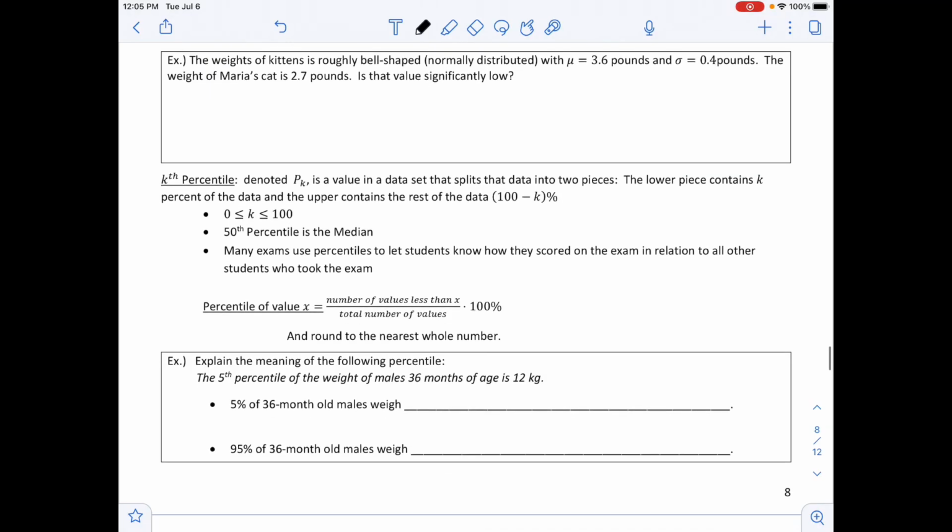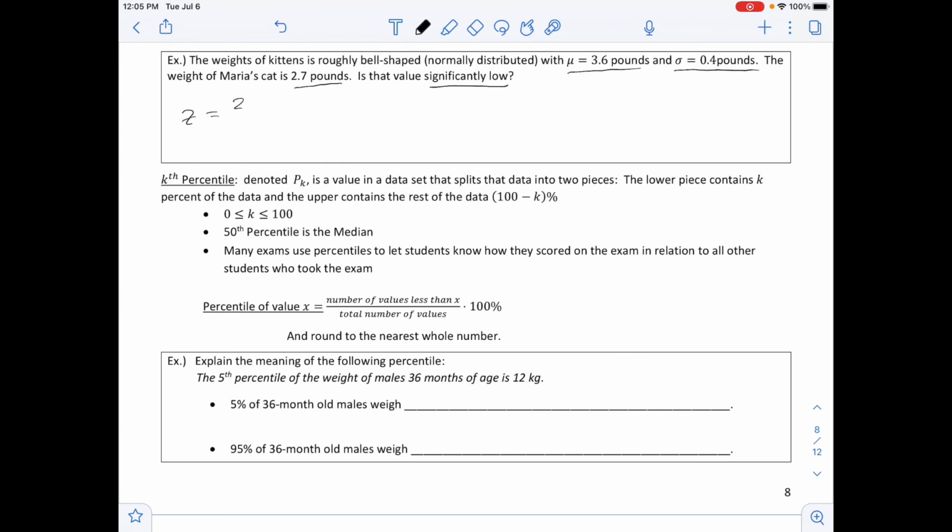The example right below says the weight of kittens is roughly bell-shaped, or normally distributed, with a mean of 3.6 pounds and a standard deviation of 0.4 pounds. The weight of Maria's cat is 2.7 pounds. Is this value significantly low? A way to figure this out is we can calculate that z-score, and if it is less than or equal to -2, it would be significantly low.